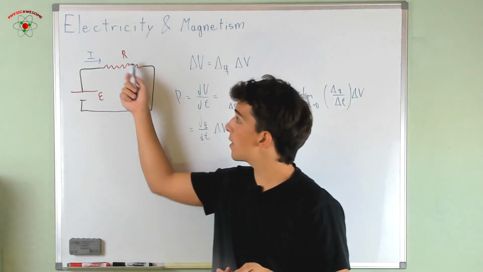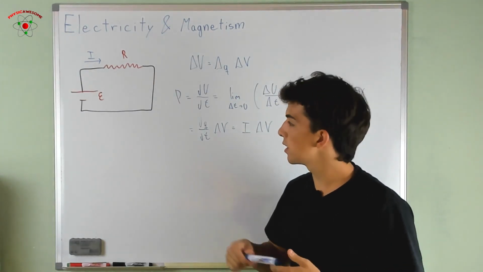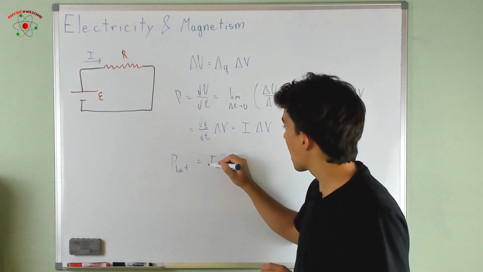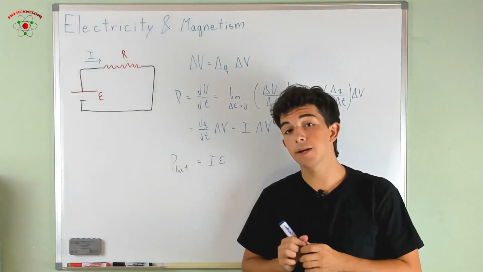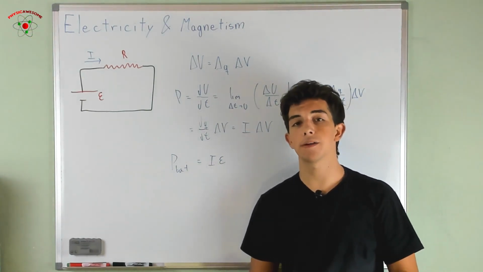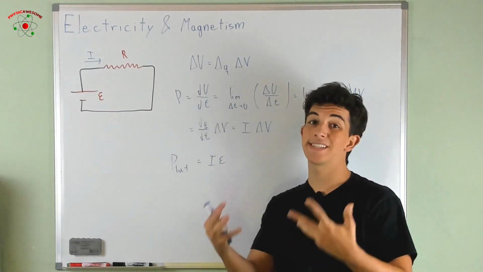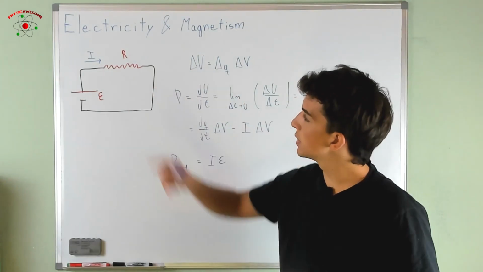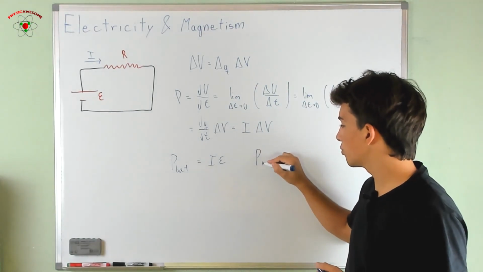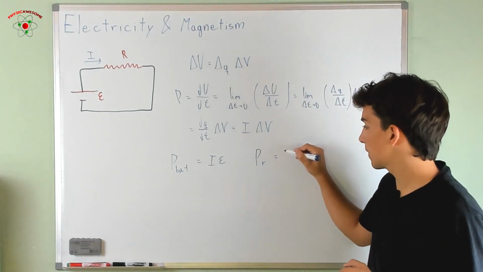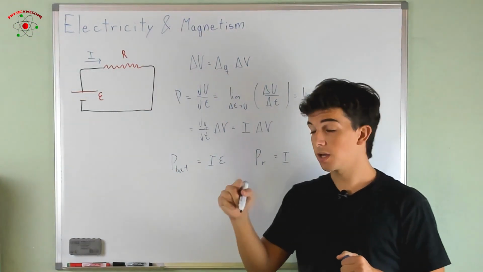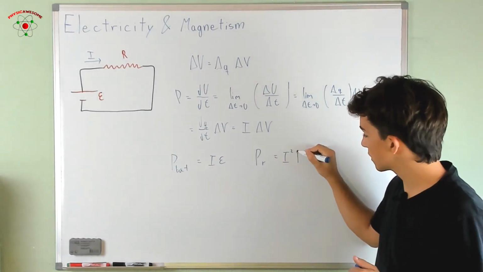Knowing that, we can find what's the power in this simple system. We see that the power of the battery is going to be equal to I epsilon. In fact, if the battery is discharging, this is going to be power that is input into the system, and if the battery is charging, this is going to be power that is taken away from the system. Similarly, we can study the resistor, and we have that the power through the resistor equals the current times the change in voltage, which is current times resistance. Therefore, we have current squared times R.